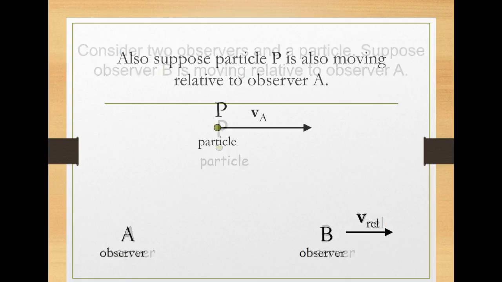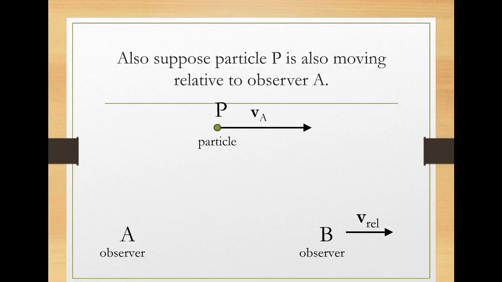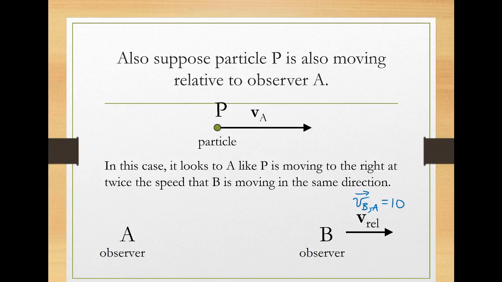And then let's also say that there's a particle that's moving with respect to the observer. Okay, and let's say that the velocity of B with respect to A is equal to 10 again. And let's just say, for the sake of argument, that from A's perspective, P is moving to the right at twice the speed that B is. So we would write this as the velocity of P with respect to A, and that's equal to 20.